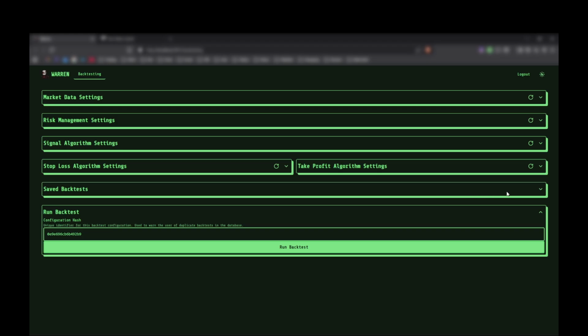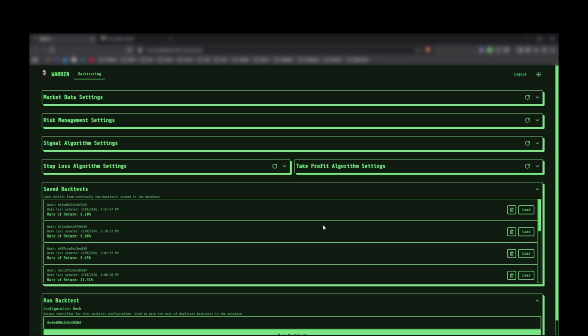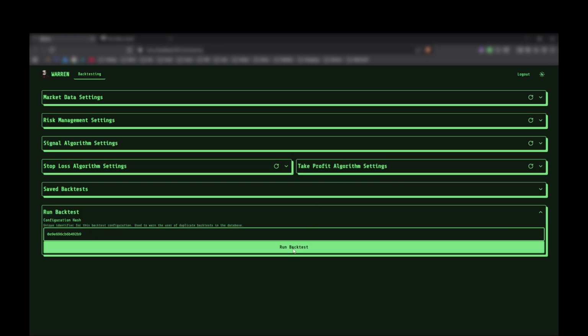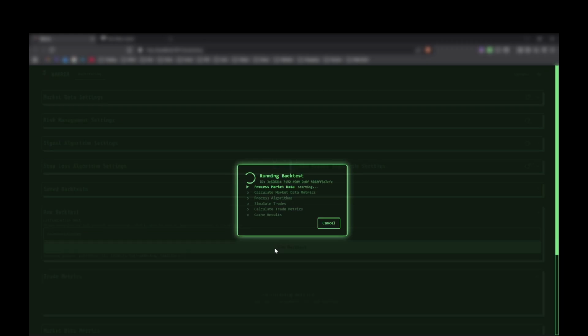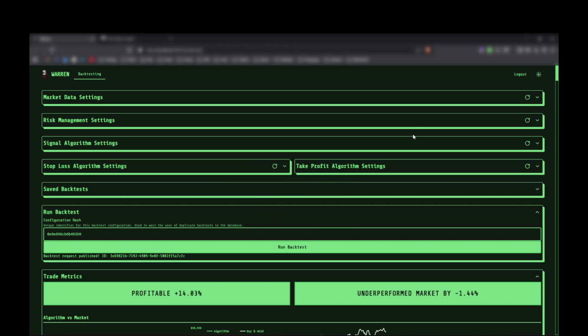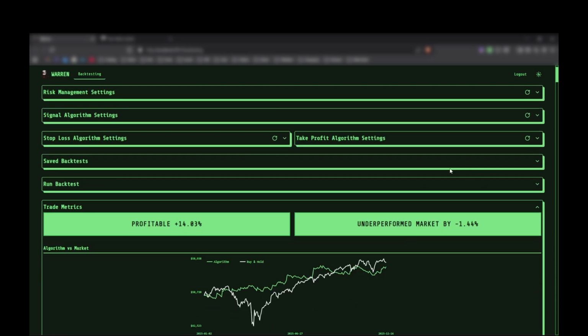All right. So saved backtests is just where your backtest gets saved, and you can load from there. And we'll talk about that in a second. But first, I want to just run it, and I want to show you what happens when you run a backtest in this system. Okay, so as you can see, it goes through all the steps. It's processing the market data. It's calculating the metrics of that data. It's processing the algorithms now, and it's simulating trades, and then it's already done before I could even talk through everything. So here's what happens when you run a backtest.